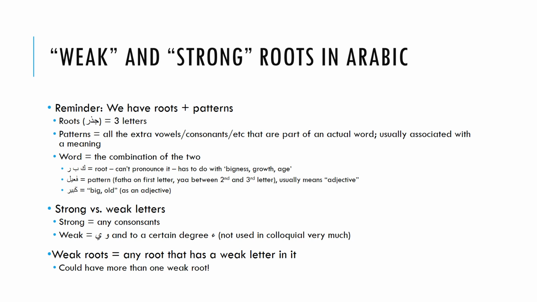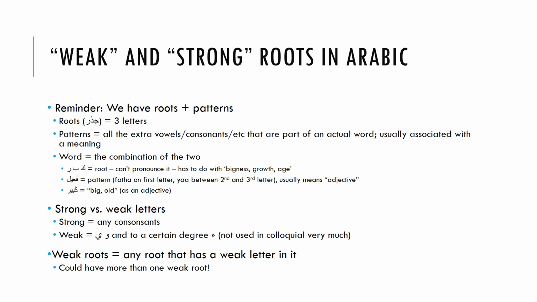First, we have roots in Arabic and we have patterns, and every word is composed of both. So we have a root, which is 3 letters, but you can't just pronounce 3 random letters in a row. There's no vowels, there's no anything. All you have is 3 random letters, and you can't say that. That's just crazy. There's nothing to pronounce.